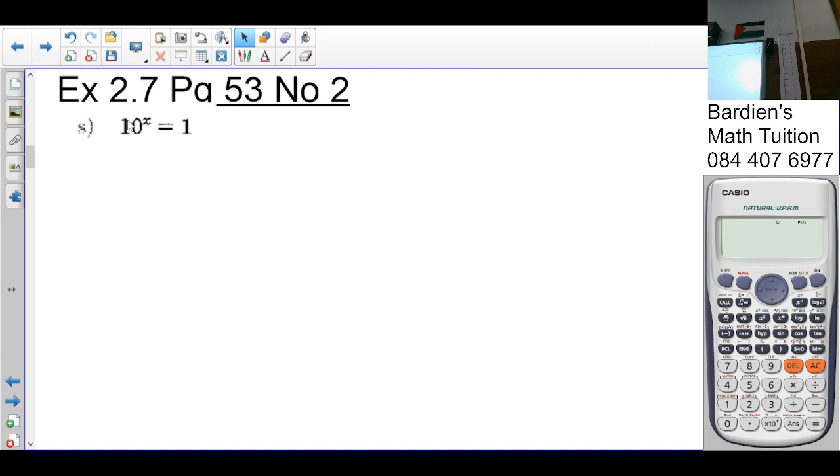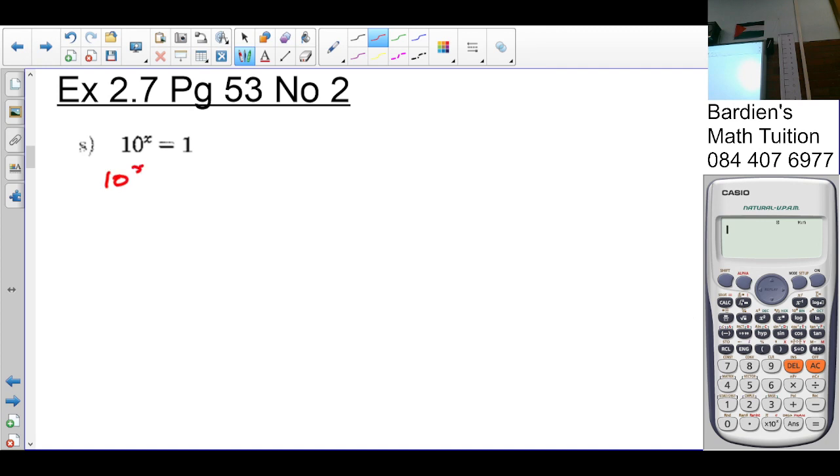S? Who asked S? Anything to the power 0 is? 1. So you're going to write 1 as 10 to the 0. Why? Because I want the bases the same. Why? So that the exponents can be equal. So x equal to 0. You understand? Is that your mistake? Okay. Anything else?